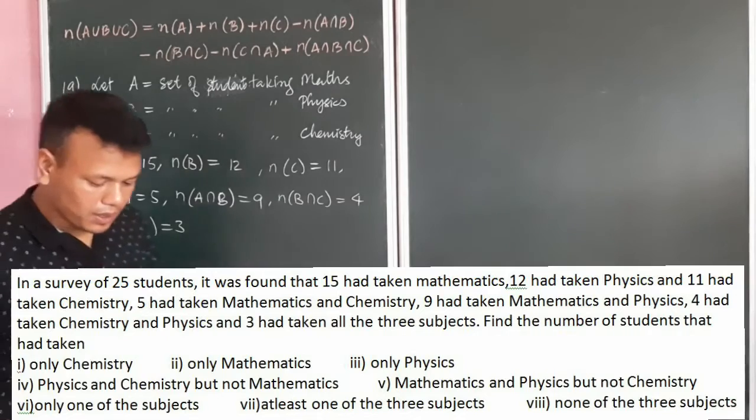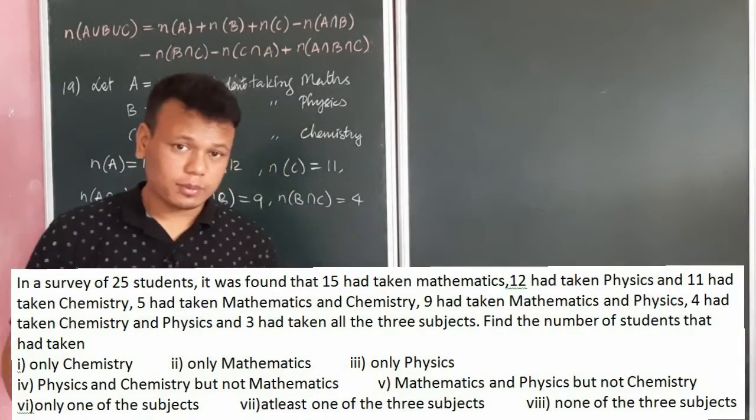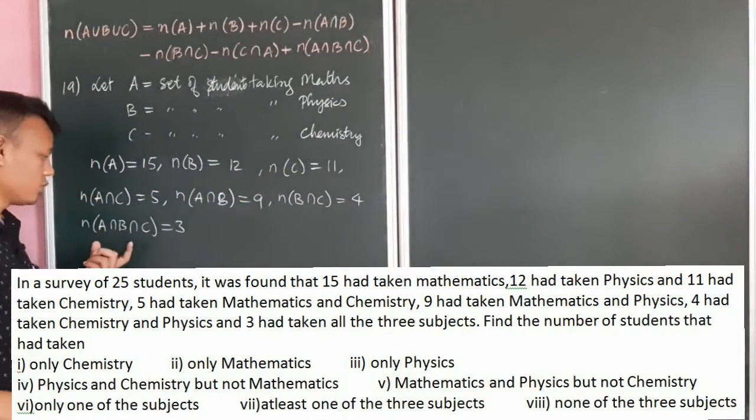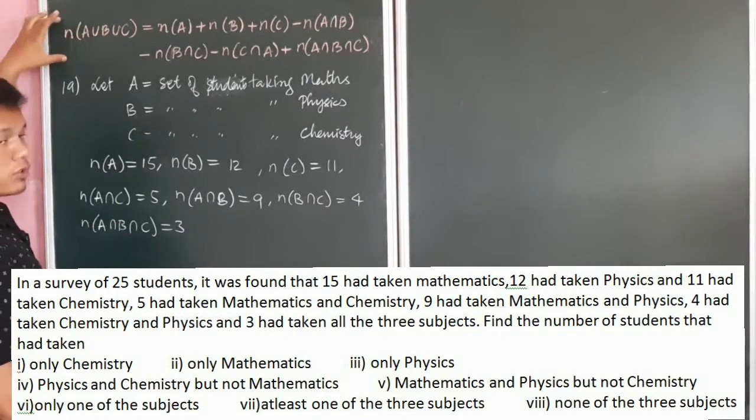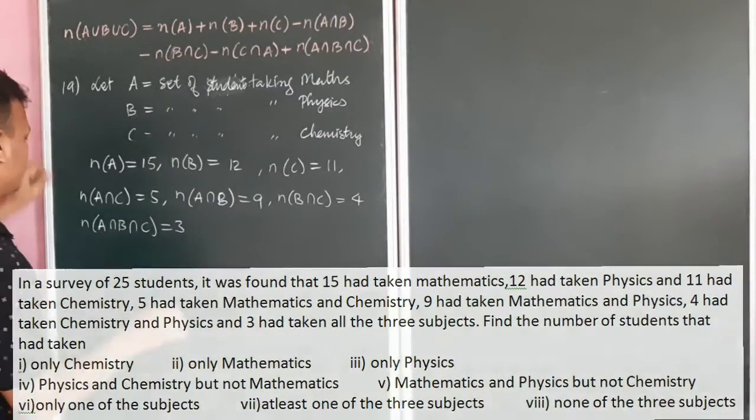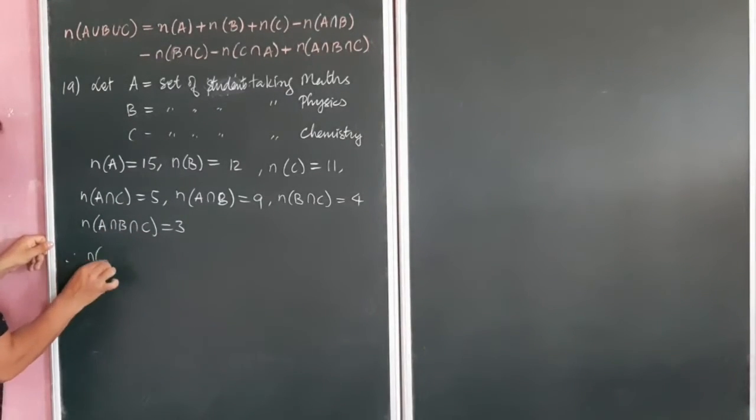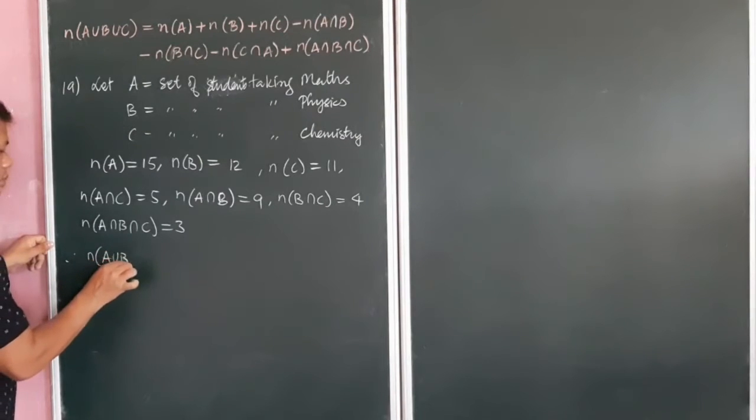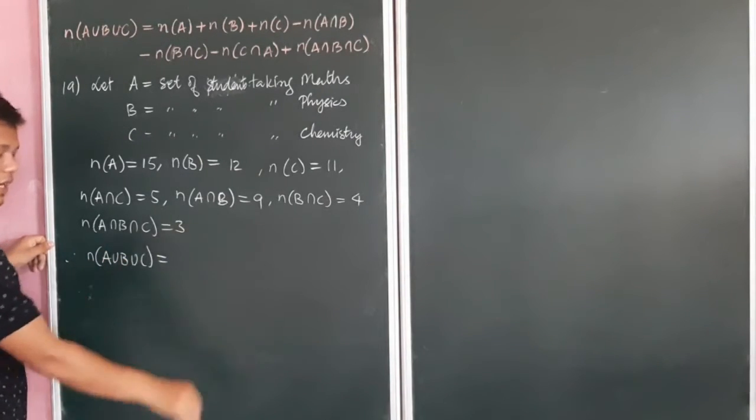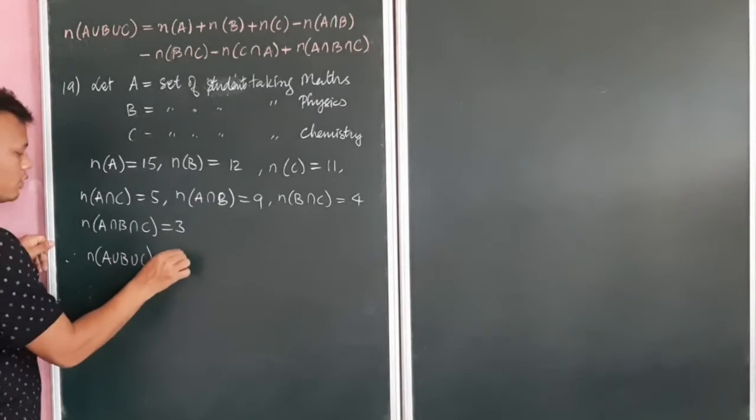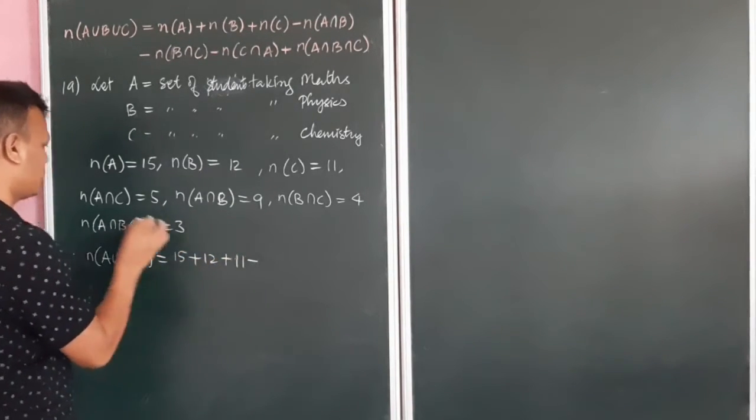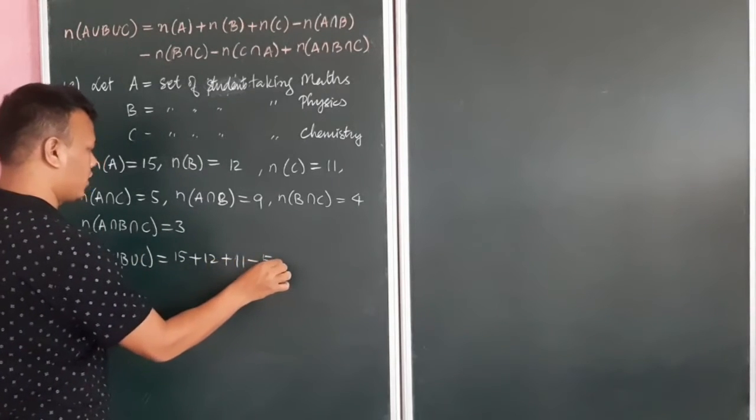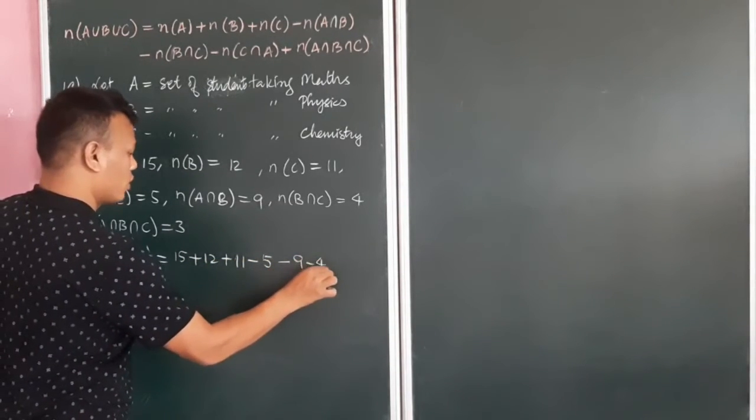Now here there are many questions, sub questions. There are 8 sub questions. Alright. So what I am going to do is find out whatever is needed. First and foremost, we have only this formula available for 3 sets. So let me find this. Therefore, N of A union B union C, you will first write down the formula and put the values. So we have N of A, that is 15, plus N of B plus N of C minus N of A intersection B, 5, minus 9 minus 4 plus 3.